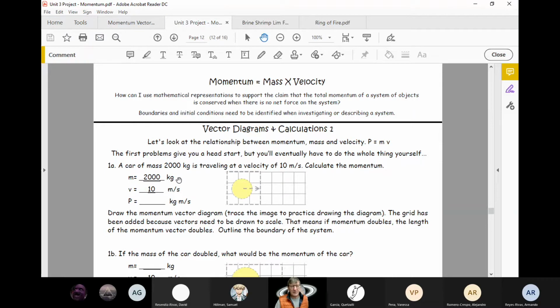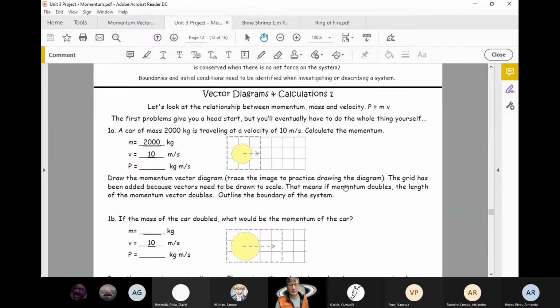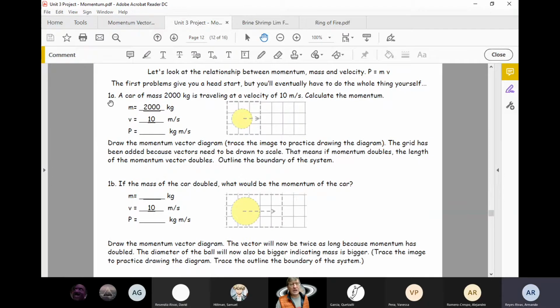So we're going to do some math over here, and then we're going to do a vector diagram over here. The first problems give you a head start. Eventually, you're going to have to do this whole thing on your own. So, question 1A. A car of mass 2,000 kilograms is traveling at a velocity of 10 meters per second. Calculate the momentum. So we just have to fill in these to begin with, and like I said, it's giving you a head start in the first couple of problems. So mass, well, it gave it to us right there, 2,000 kilograms. We just bring it down. Velocity, 10 meters per second.